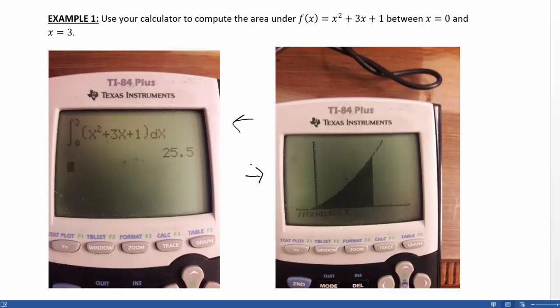On the right is a picture of what that looks like. I've graphed the function and shaded in the area between 0 and 3. So the area between the function and the x-axis is going to be 25.5, which I can get by computing on my calculator. However, even though we now have the tools to compute this exactly on our calculator, sometimes we ask questions using the integral where we still need to do some estimating. So let's see how those types of questions are worded.